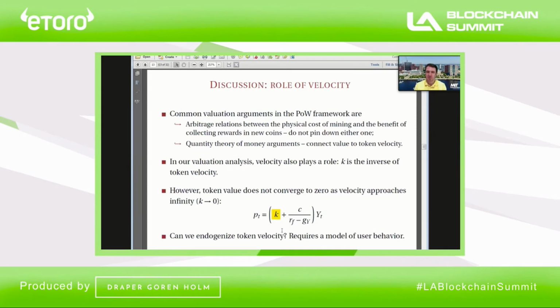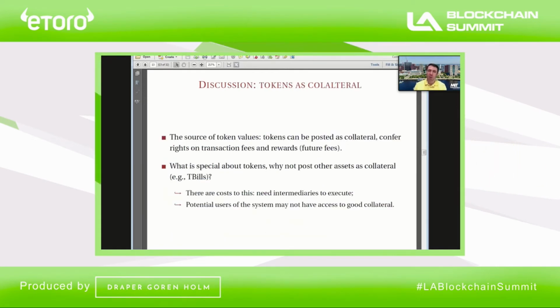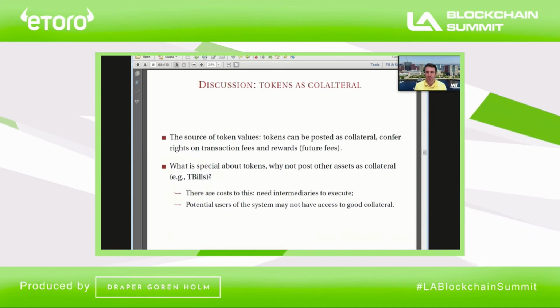Even if you let velocity of money go to infinity, in which case K, the inverse velocity, becomes 0, that means that consumers don't hold balances. They transact so quickly that they acquire tokens and get rid of them instantaneously. Even in that limit, the value of tokens is not 0. It's equal to the value of the validation pool, and validation pool is 100% of the total. Of course, to make this a more realistic description, we would need to endogenize the token velocity, which is outside of this model. That would require a behavioral model of how and why consumers hold balances.